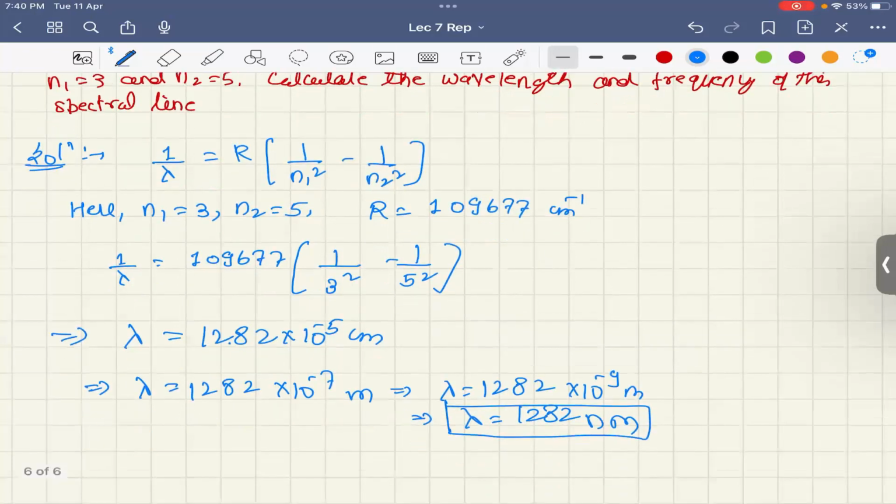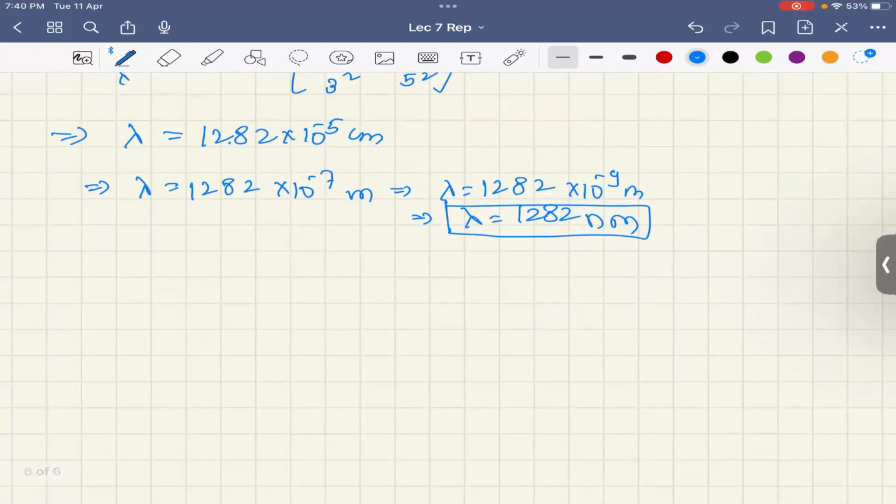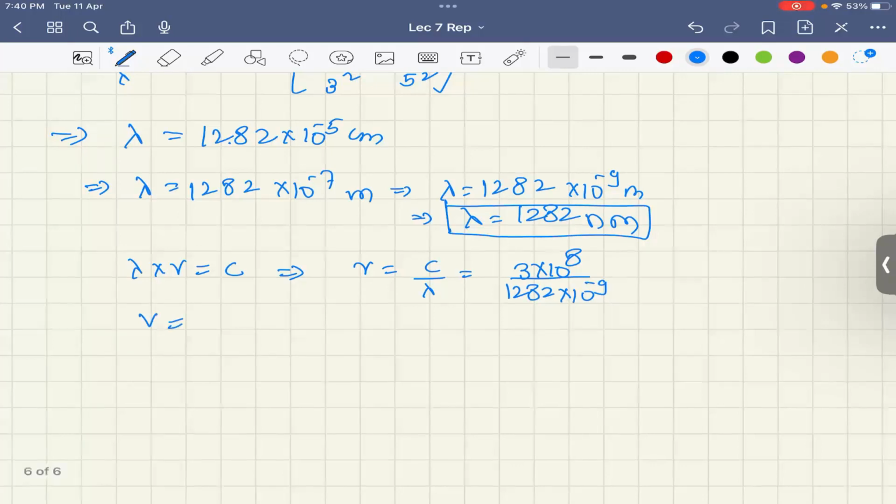And then we also know that lambda into frequency is nothing but the speed of light. This implies frequency is c by lambda, which is 3 into 10 raised to power 8 meter per second divided by 1282 into 10 raised to power minus 9. Hence we get frequency as 2.64 into 10 raised to power 14 second inverse, right?